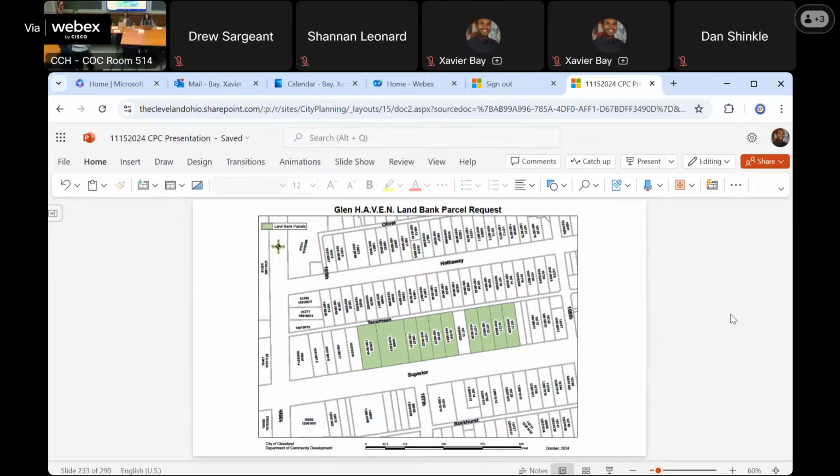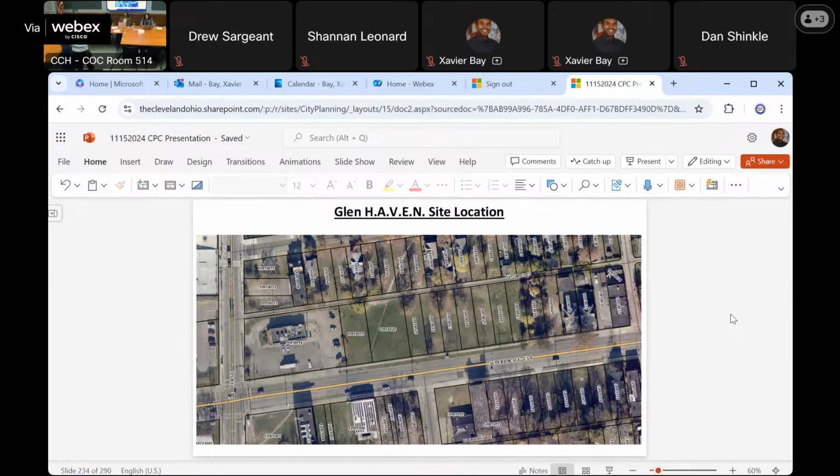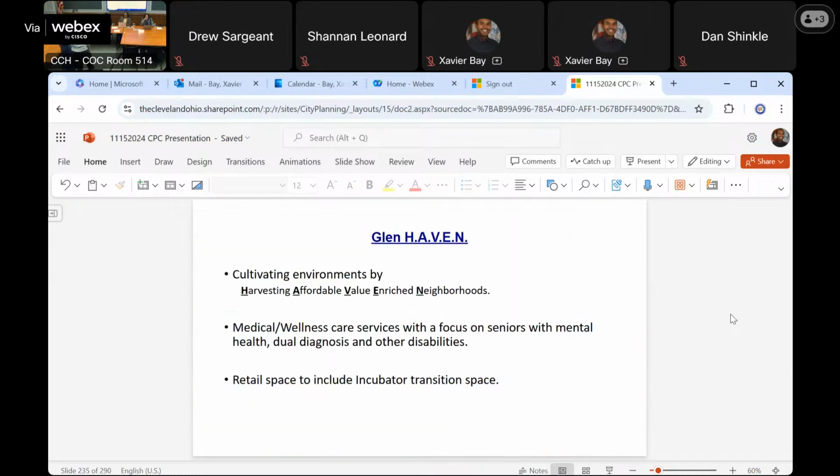Next slide. This is the current aerial of what that site looks like, so you can see where the land bank parcels are, it's all green. And then there is the retailer on the corner. It's at 105th and Superior, on the northeast corner. Next slide. And I want to pass this over to speak a little bit about the respite care and what this facility will do. There are some images that are early stage schematics.